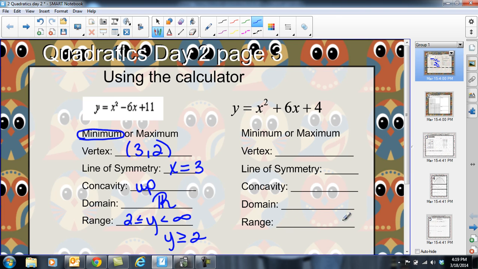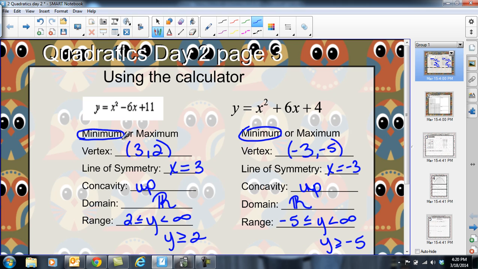Plug the next thing into your calculator, decide if it's a minimum or a maximum, go find it, and then answer the questions and come back and check your answer. So I plugged everything into my calculator, and I graphed this, and I see that it is a parabola that is concave up because it opens upwards, so it has a vertex that is a minimum. It's the lowest point, and that minimum is at -3, -5.